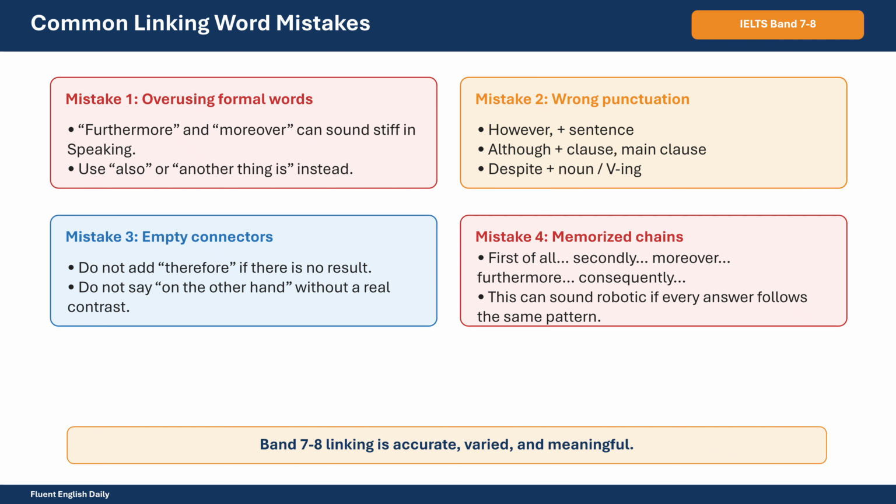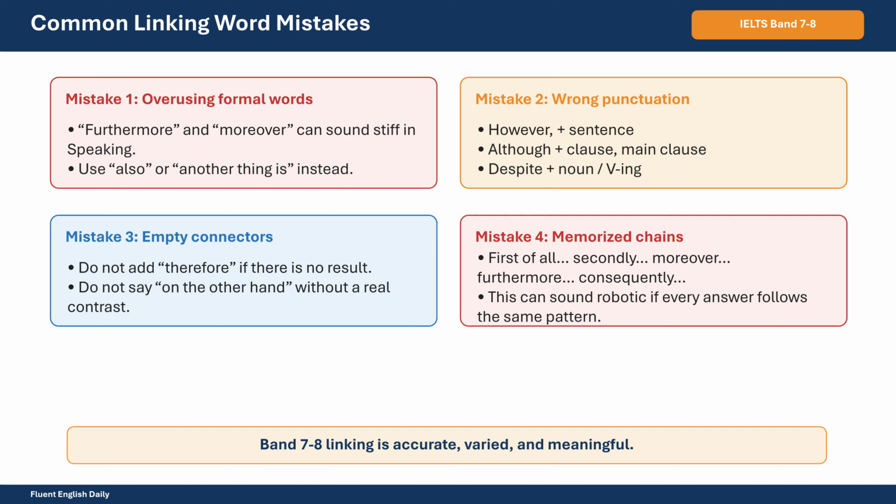Let's examine some common mistakes. The first mistake is overusing formal connectors. Words such as furthermore and moreover can be appropriate in writing, but they often sound stiff in everyday speaking. In IELTS speaking, also or another thing is may sound more natural.